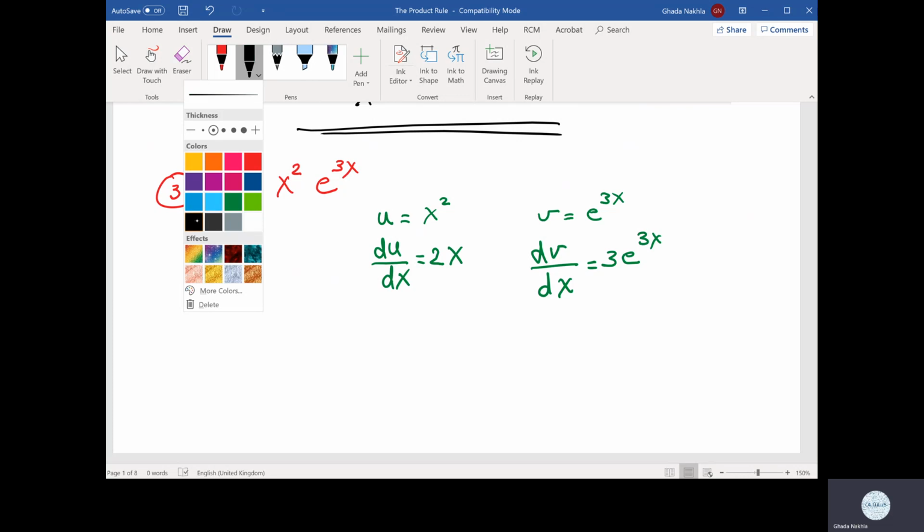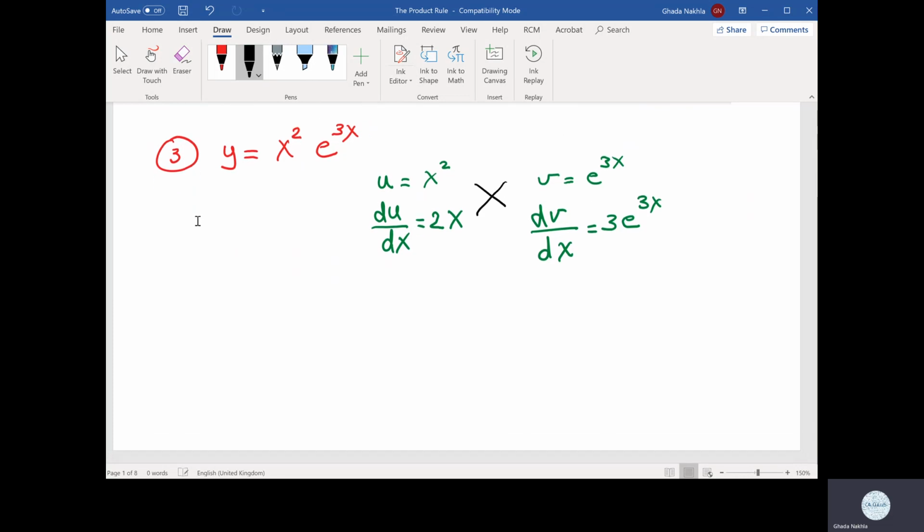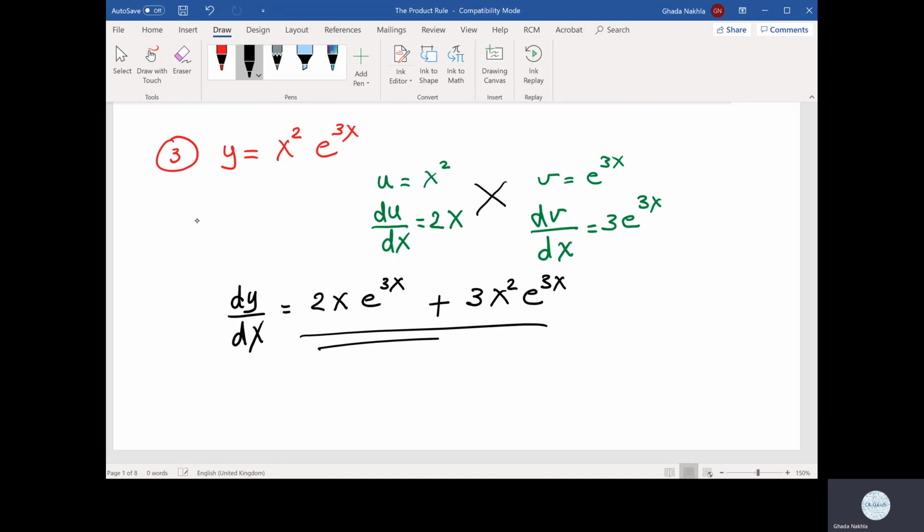Again, we cross multiply, and then you find dy by dx, which is the derivative of the function, is equal to, where do we start? Let's start from this side. So 2x e to the 3x plus 3x squared e to the 3x. It doesn't matter how you write it. We can take x e to the 3x common factor. We're not interested in simplifying. We're just interested in applying the product rule.